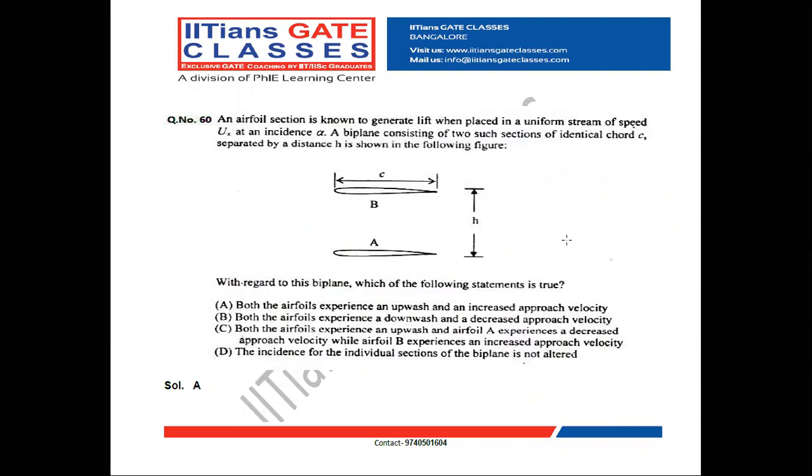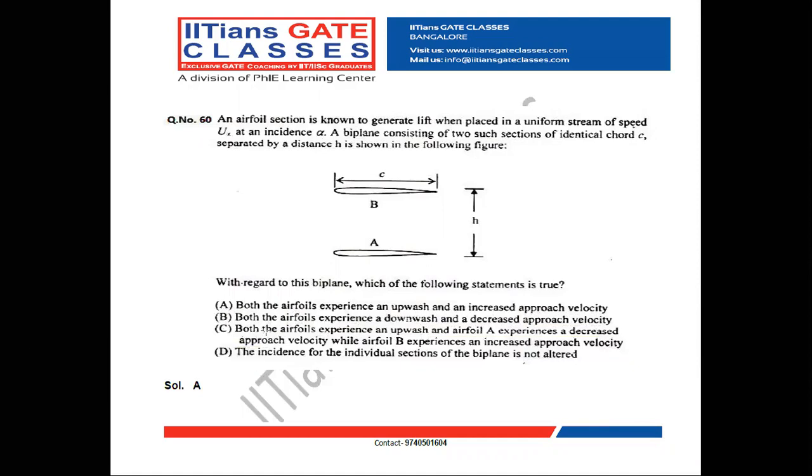Next, question number 60. An airplane section is known to generate lift when placed in a uniform speed at an incidence alpha. The biplane consists of such sections of identical chord separated by height h. With regard to this biplane, which of the following statements is true? Option A, both the airfoils experience an upwash and increased approach velocity. Option B, both the airfoils experience a downwash and an increased approach velocity.